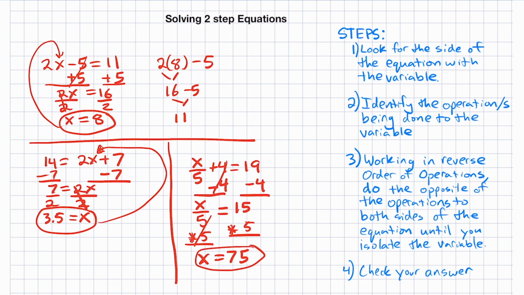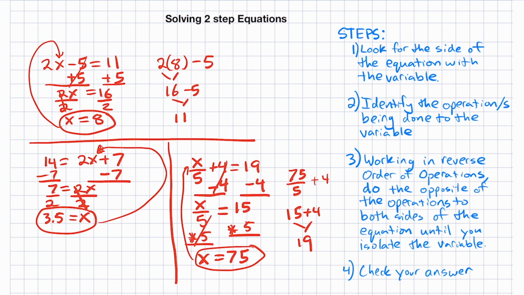Again, you want to put that back in the equation and check it. So if I put 75 in, I could do 75 over 5 plus 4. 75 divided by 5 is 15. 15 plus 4, again, gives me 19, which is what I wanted in the first place. So that would mean my answer is x equals 75.